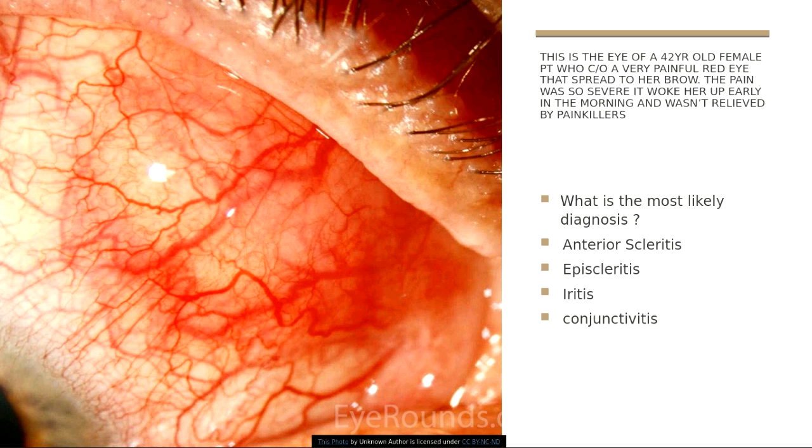iritis, okay? And anterior scleritis, now they come with a painful red eye also, but quite often they'll describe it as a boring ache that radiates to the brow, okay? And also so severe that it wakes them up at night. And it's not relieved by Panadol or Advil or any of your regular painkillers. So a history is very important. All right, Ms. Gordon, does that answer your question? Yes, doc, thank you. Okay.